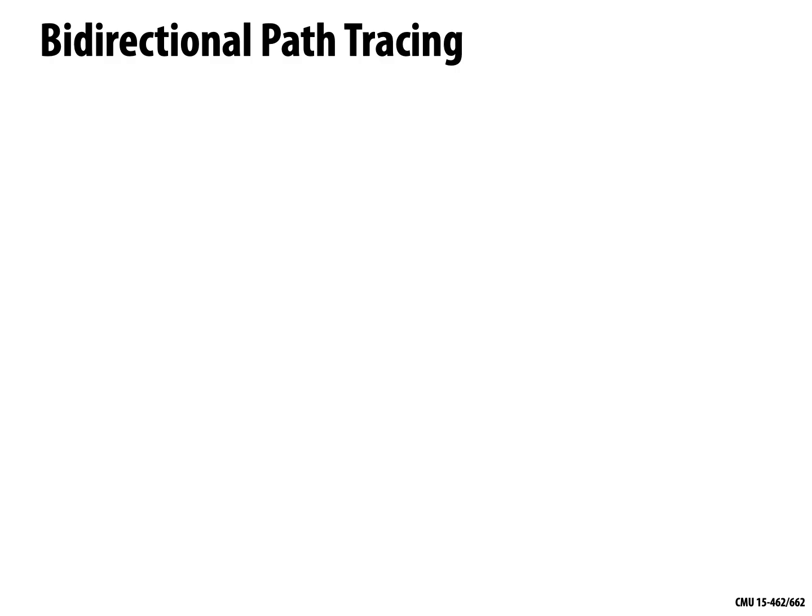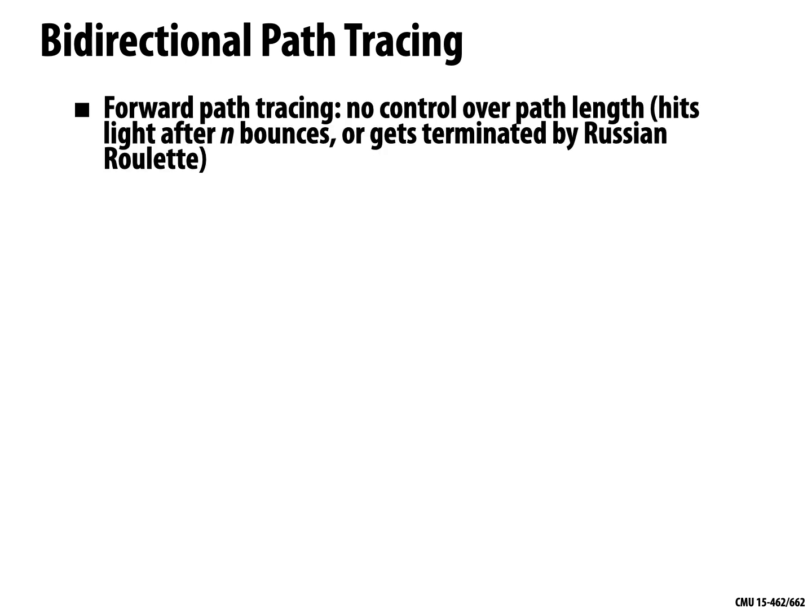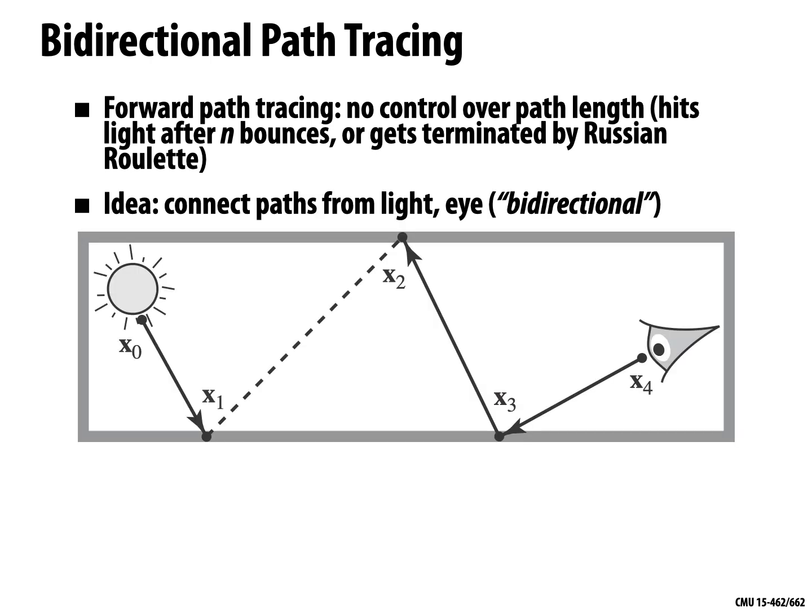So one nice idea is bidirectional path tracing. So far, we've always been tracing paths from the eye, hoping that we'll hit a light source. Now we're going to think about going the other way. What about starting from the light source and seeing if we hit the eye? What about combining those 2 strategies somehow? With forward path tracing, we have no control over path length. We shoot out a ray, it bounces around, and it hits a light after n bounces, or it gets terminated by Russian roulette. The idea in bidirectional path tracing is to connect subpaths from the light and the eye.